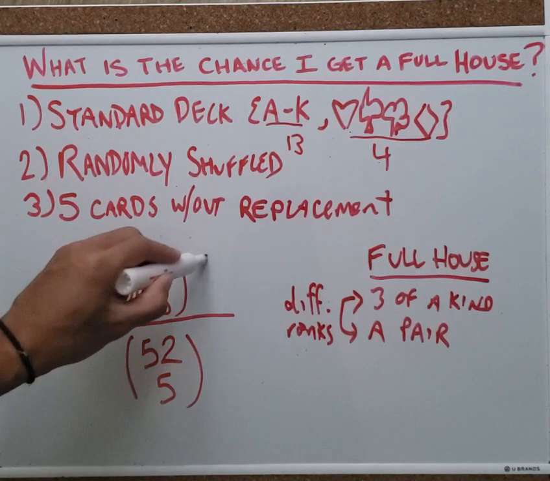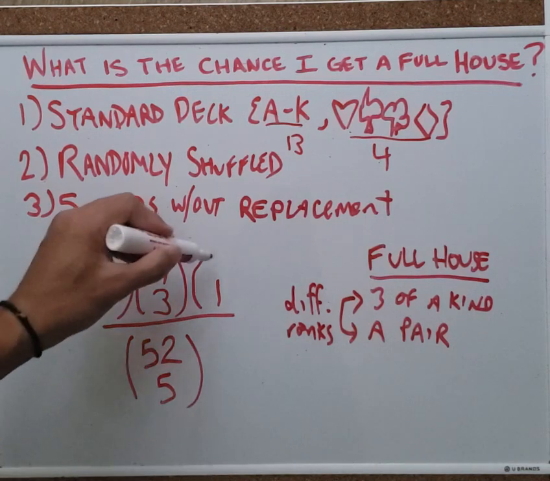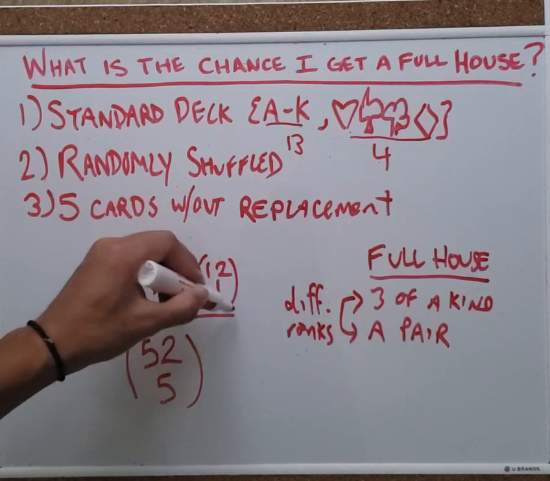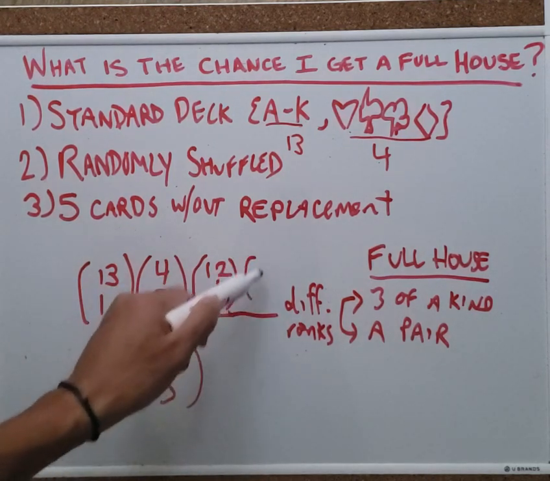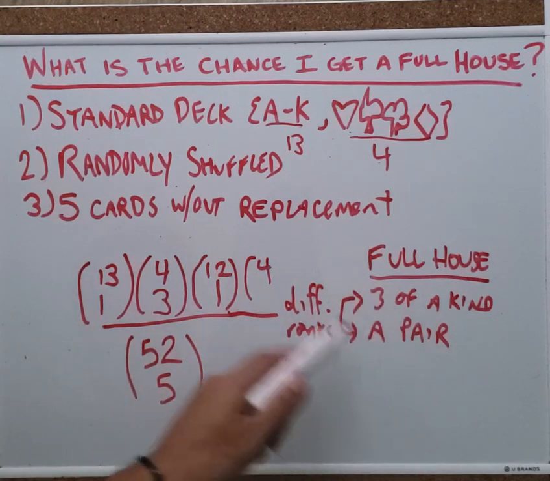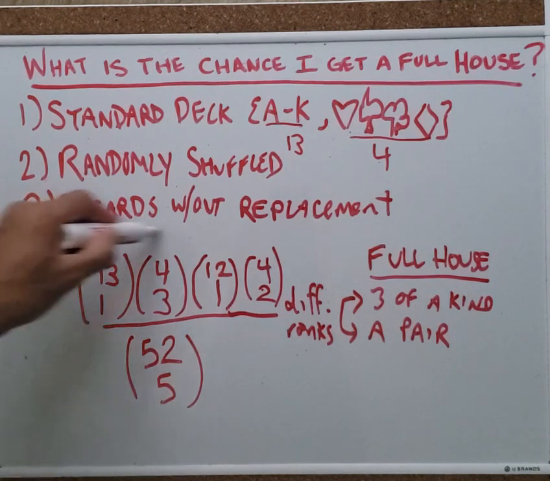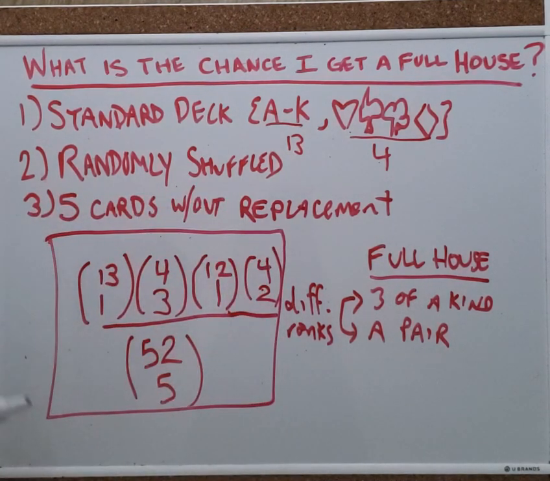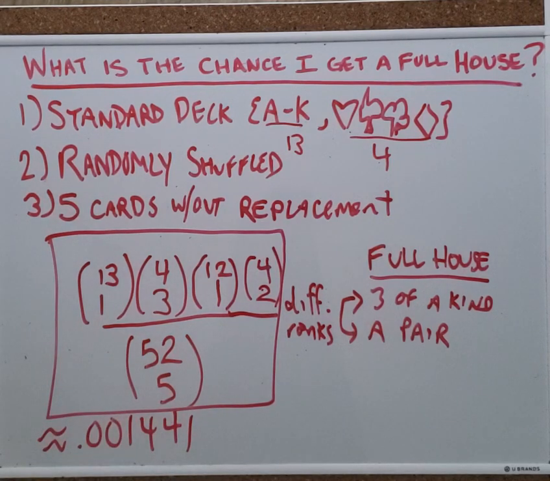Similarly, we have to choose a rank for our pair, but we know that it has to be a different rank. So it's no longer 13, but 12. So 12, choose 1. And among this one rank, there are, again, 4 cards. And we're not choosing a 3 of a kind, but we're choosing a pair, so that's 2. And that's the answer. This is approximately equal to 0.001441. And that is, in fact, the chance that you are dealt a full house.